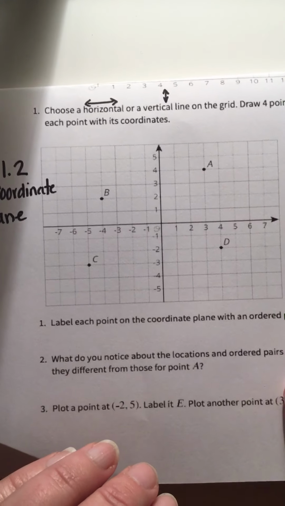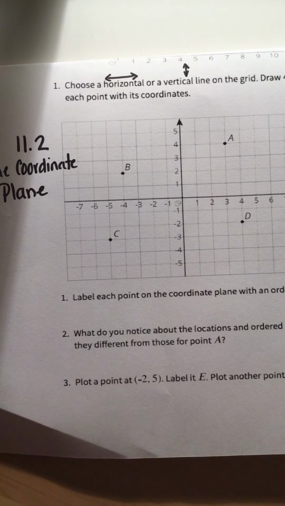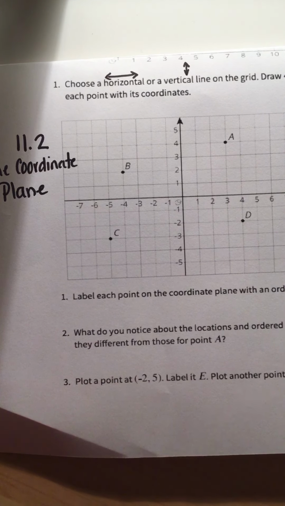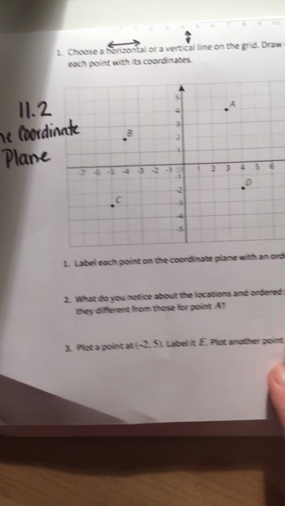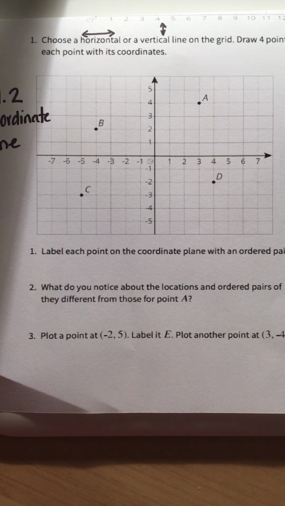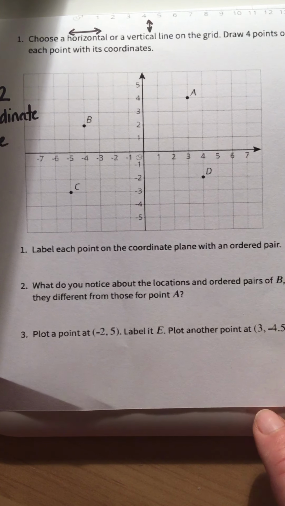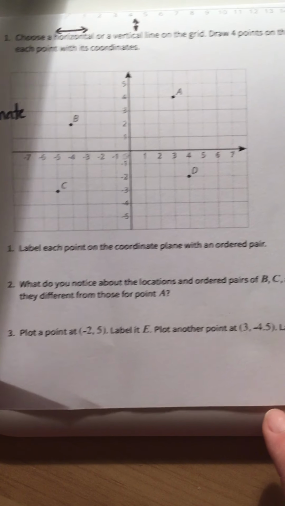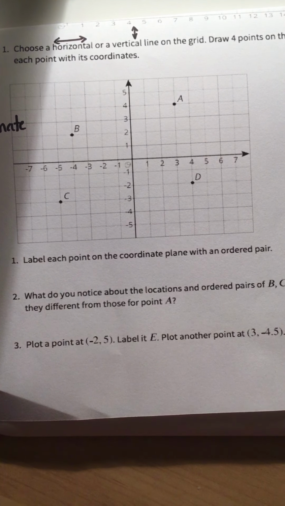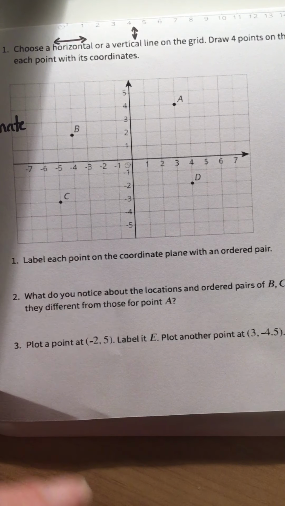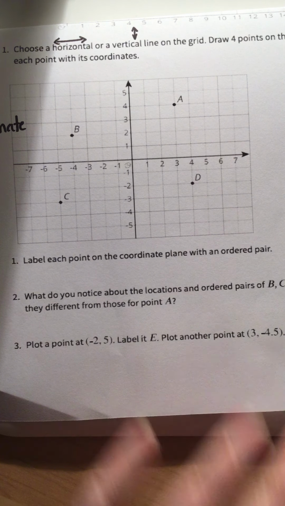Okay. All right, so this is activity 11.2, and it's called the coordinate plane or the coordinate grid. So you have these 4 points on here. So number 1 says label each point on the coordinate plane with an ordered pair. And I'm going to do these in a different color than the dots, even though the dots are black. All right, so let's start with A.